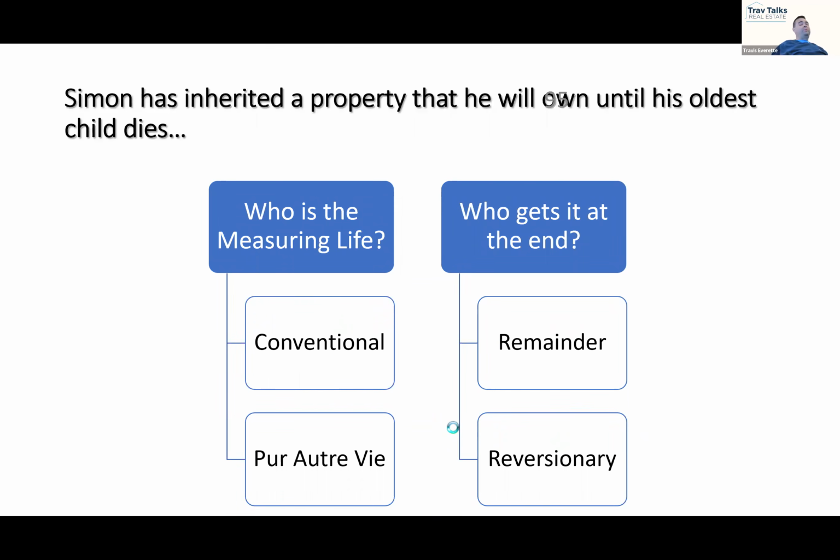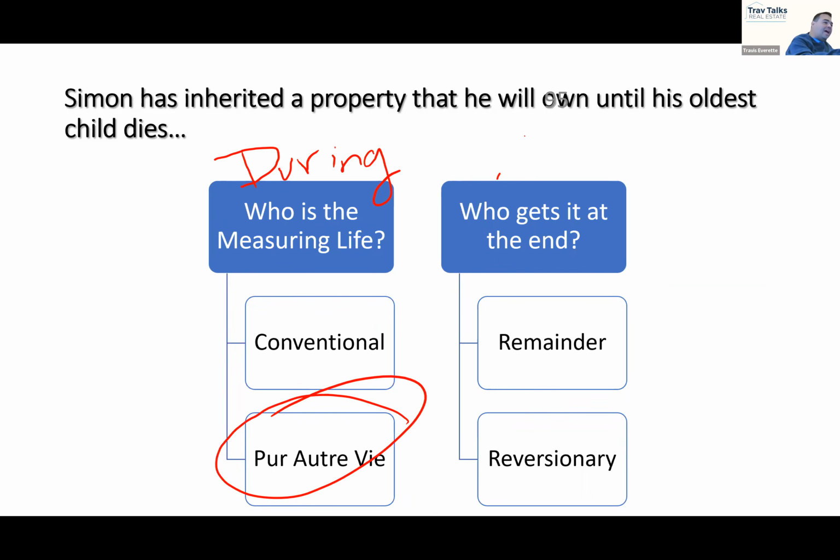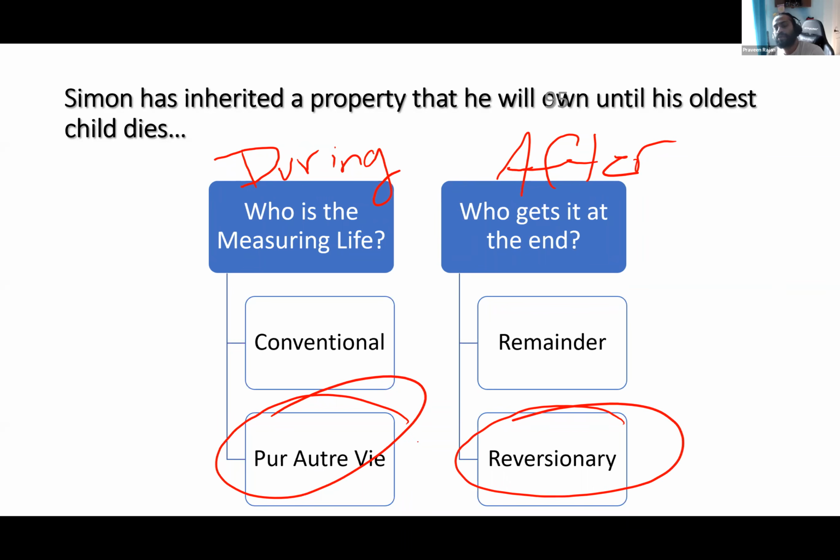I'm going to let you think about this one for just a second. Simon has inherited a property that he will own until his oldest child dies. Okay. The during: is this pure autre vie, conventional, or per autre vie? Per autre vie. I agree with that. And then the after: specific or not specific? Not specific, so it must be what? Reversionary. Talk to me. How do we feel about that? Great. I like it.